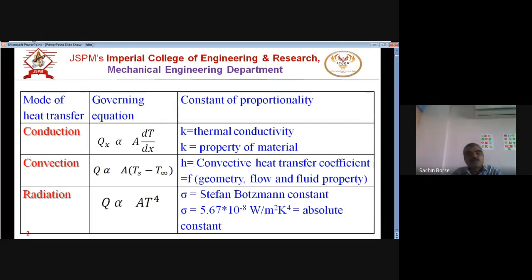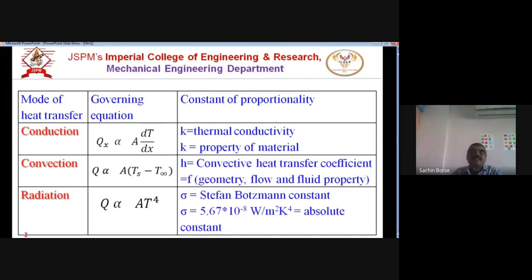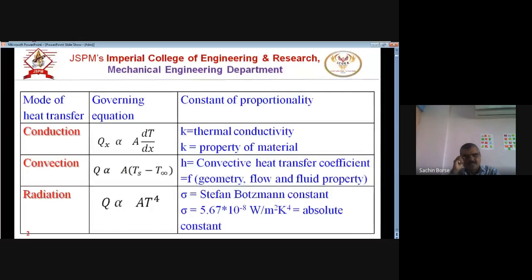Now let us assume that the material is non-isotropic, meaning its conductivity along the x direction, y direction, and z direction are different. There are some materials, like wood, where k is not the same in all directions. So for starting, we have decided that the conductivity is different in different directions.